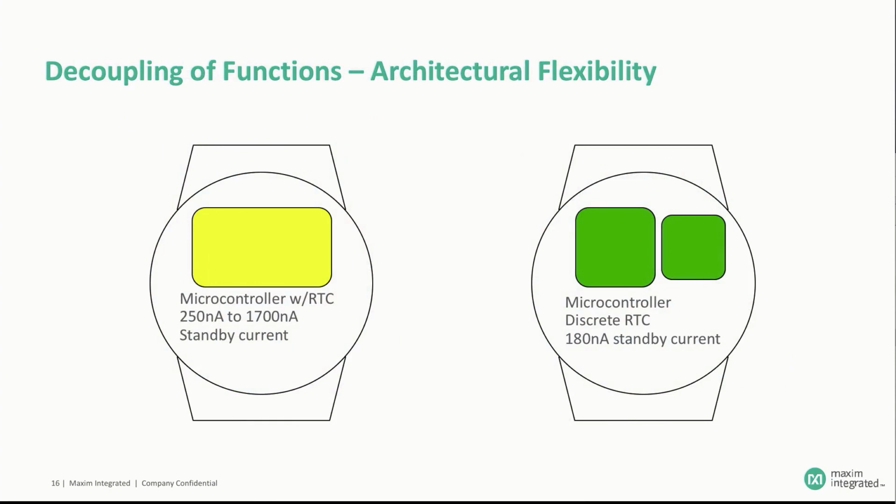Nanopower also allows what is called a decoupling of functions. The example here is a wearable device. In the device on the left, the microcontroller with an integrated real-time clock, or RTC, runs at 250 nanoamps in the lowest standby state. Now, micros can go lower, but they're in shutdown. Many of these devices need to maintain time for various housekeeping functions. By taking the RTC out of the microcontroller, a quiescent current of only 180 nanoamps is possible, a reduction of over 25%, enabled by eliminating any overhead from the microcontroller.